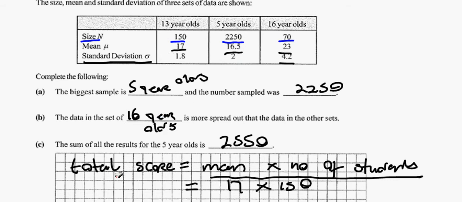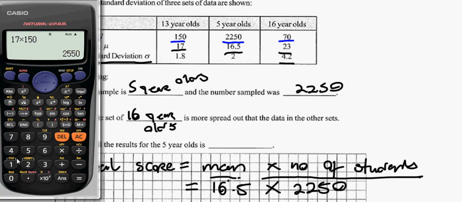Sorry guys, excuse me, for the 5-year-old result, I took down the wrong mean and number of students. It was 16.5 multiplied by 2250. I did actually the 13-year-old one. So it's going to be 16.5 multiplied by 2250, and that's going to be 37,125.